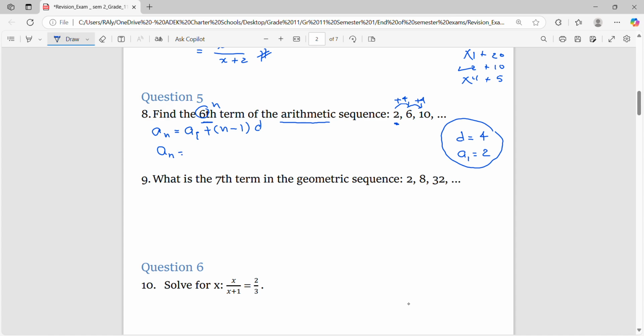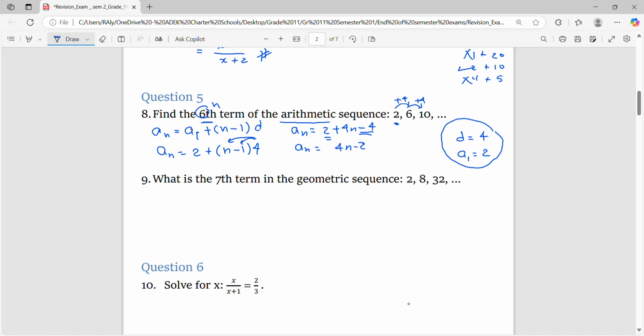An equals a1, which is 2, plus n minus 1 times d, which is 4. Multiply 4 by n and 4 by 1. It means an equals 2 plus 4n minus 4. We can combine these two constants together. It means an equals 4n minus 2. This is the nth term of my sequence.